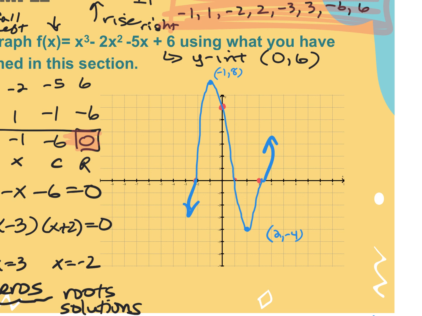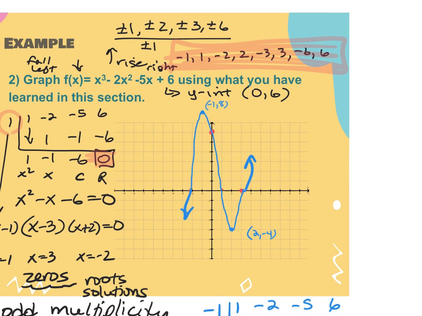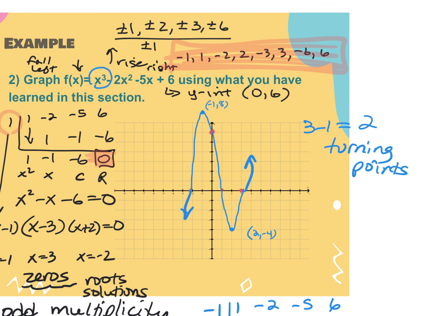Now, one thing you can do to figure out how many turning points your graph has, you're going to take the exponent from the beginning, you're going to subtract 1 from it, and this tells me I will have 2 turning points in my graph where it changes from increasing to decreasing. So notice here, it was increasing, it hit this point and it turned. Now it's decreasing, and now it turns back again and it increases. So 2 turning points here.